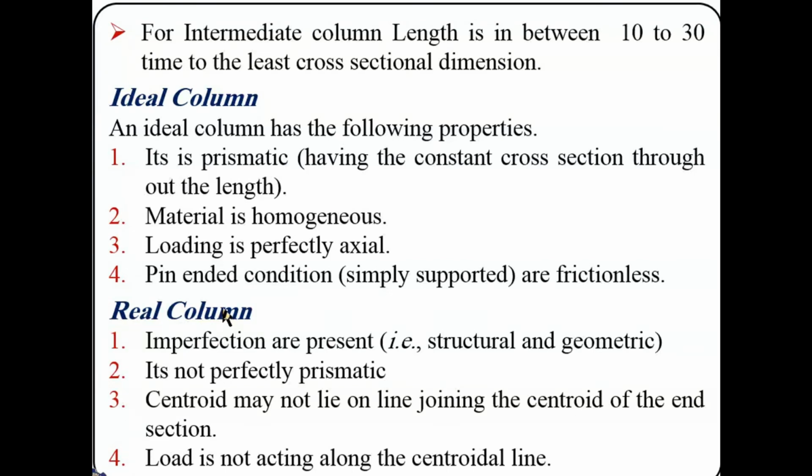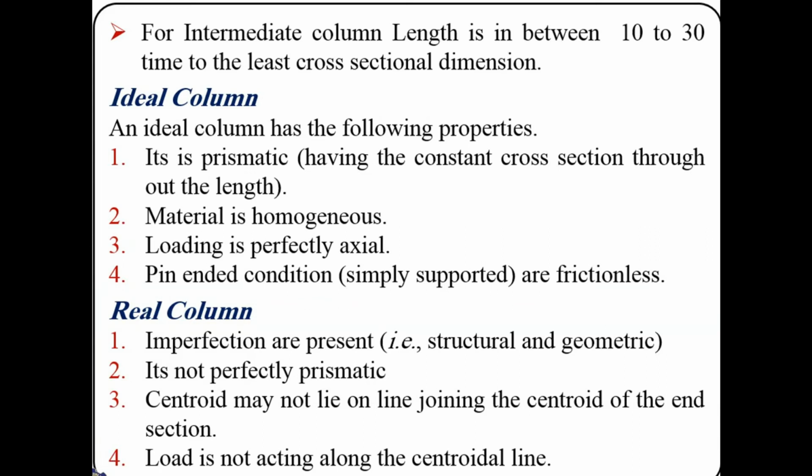But in actual cases, real columns will not be prismatic. They will have some imperfection, maybe initial crookedness or out of plane deformation. So they will not be perfectly prismatic. Prismatic means the cross section will be the same throughout the length. It is very difficult in a concrete column to make the formwork. We cannot control the width or the cross section dimensions to be the same throughout the length. So there might be some difference throughout the length.